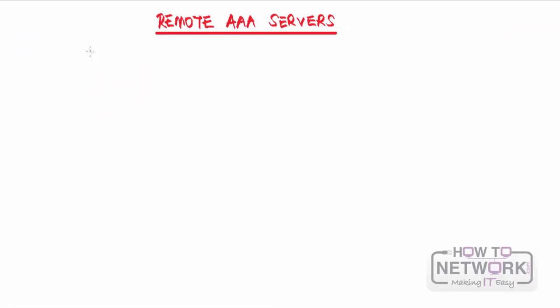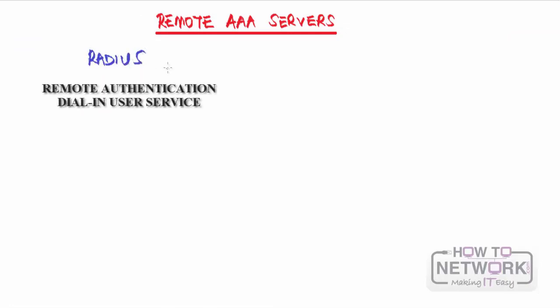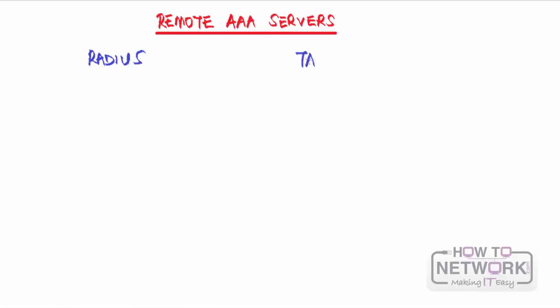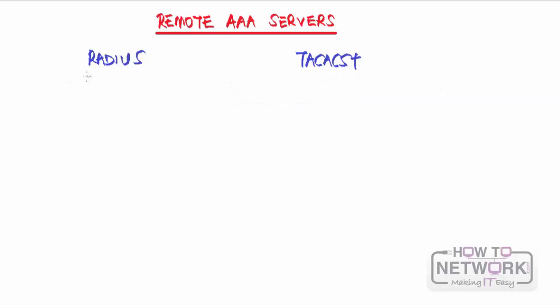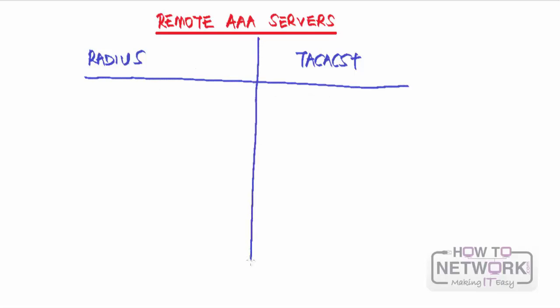When it comes to remote authentication servers, there are two basic protocols that are of interest to us. The first one is Radius, which stands for Remote Authentication Dial-in User Service, while the second one is TACACS, or TACACS Plus, which stands for Terminal Access Controller Access Control System Plus. Now, let's look at the differences between Radius and TACACS. This is very important, so you should pay attention.